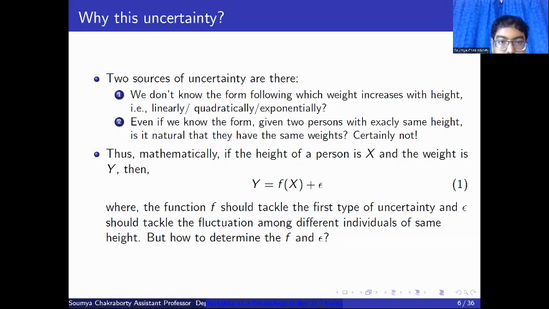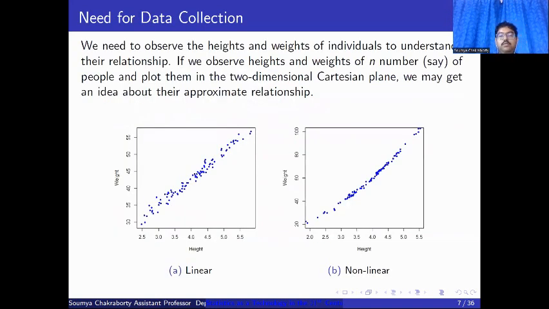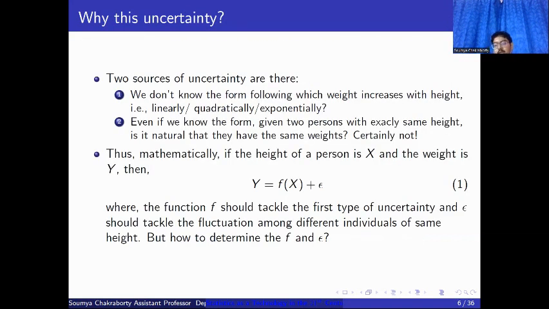So let us understand those uncertainties. First of all, we need to observe. This is the importance of data. How can you understand the nature of that function f? It may be anything. It may be linear. It may be non-linear. If non-linear, then quadratic or exponential or logarithmic. But how to determine that? Nobody is going to tell me that yes, the weight is exponentially increasing with the height or linearly increasing with the height. It's almost impossible to ensure that.